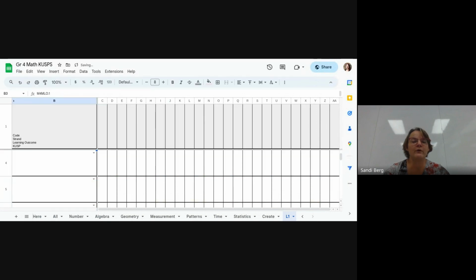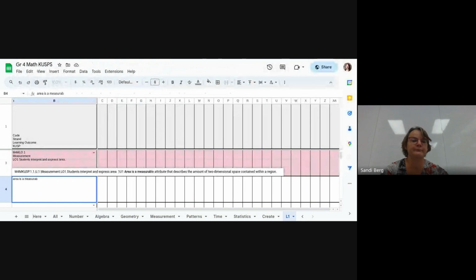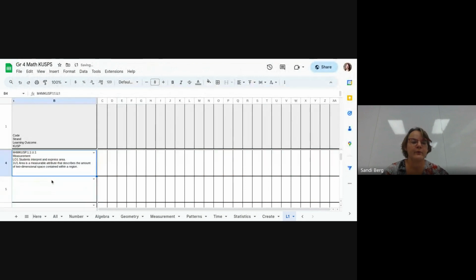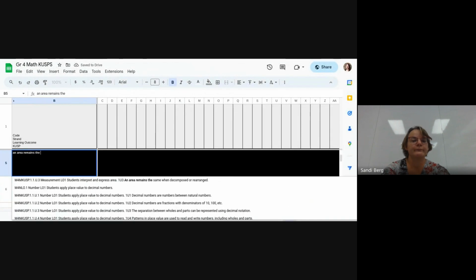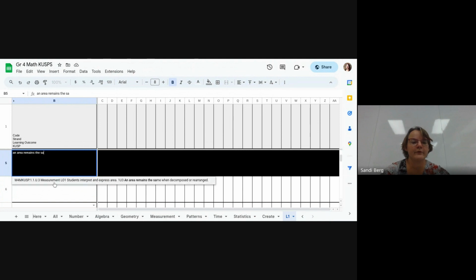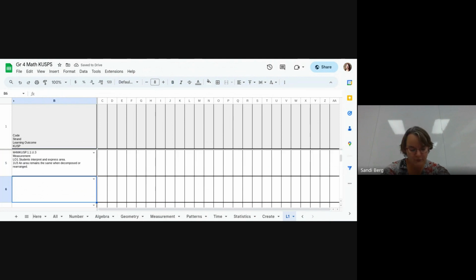And then I ask myself, what are the cusps? You'll notice that turned pink just to make it stand out. What are the cusps that go with this? What were the ones I was deliberately focusing on teaching and deliberately looking for as the students were working? So one of them was area is a measurable attribute. One of them was area remains the same. And the other one was visualize and model the area.